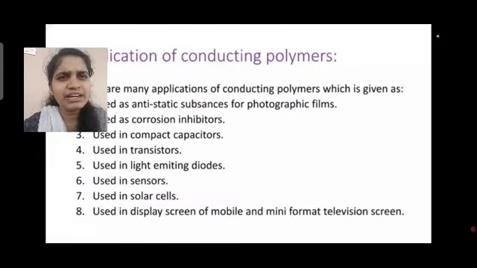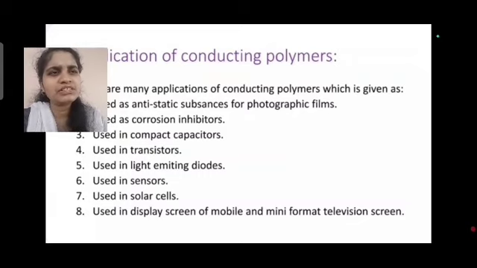Now, applications of conducting polymers. There are many applications of conducting polymers, which are given as: used as anti-static substances for photographic films, used as corrosion inhibitors, used in compact capacitors, used in transistors, used in light emitting diodes, used in sensors, used in solar cells, used in display screens of mobile and mini format television screens. These are some applications of conducting polymers.